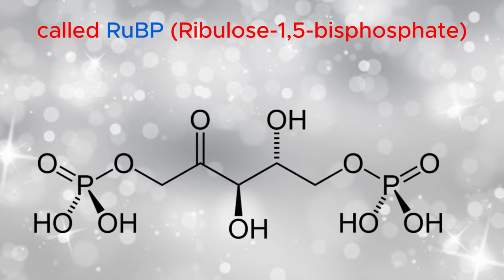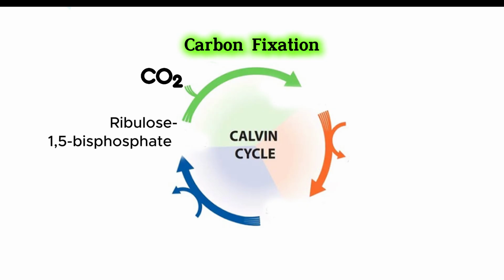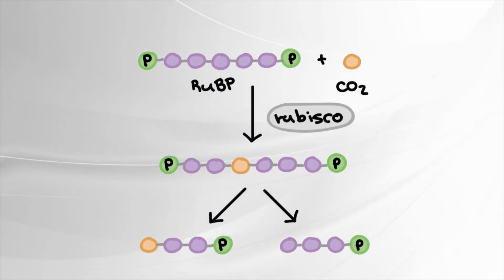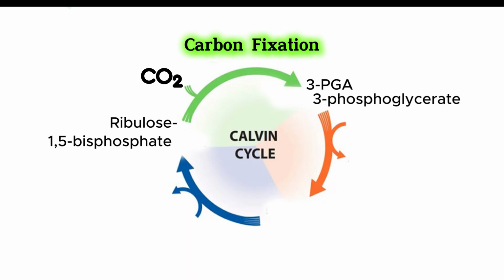ribulose 1,5-bisphosphate. This reaction forms a short-lived 6-carbon molecule, which quickly splits into two 3-carbon molecules called 3-PGA or 3-phosphoglycerate.